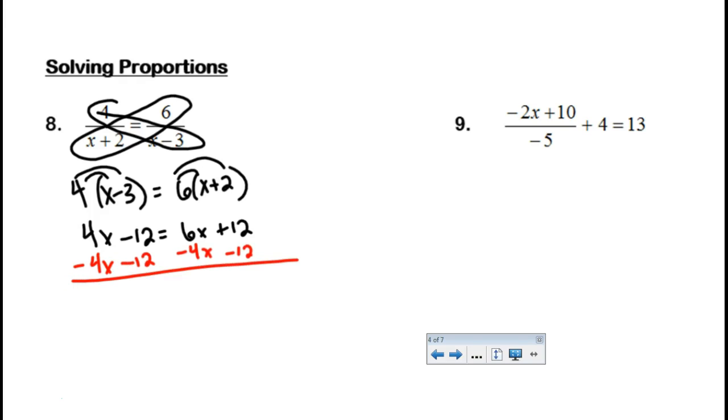See if I can do it right this time and cross off the correct thing. Yeah, almost did it again. All right, negative 12 minus another 12, careful, is negative 24, not 0, equals 2x.